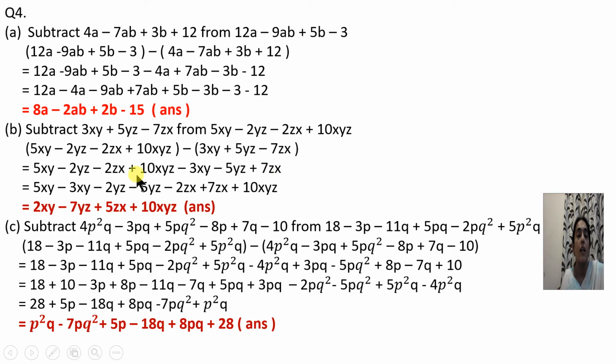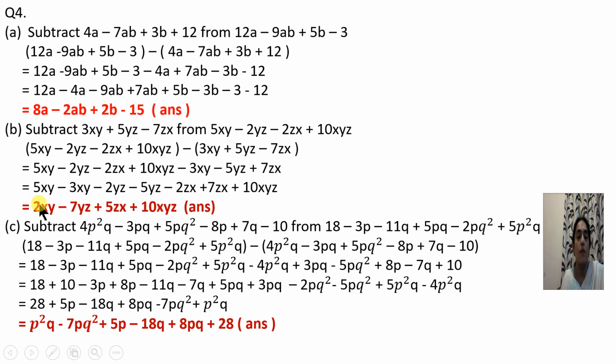Now I will collect the like terms. 5xy. 5xy I write down first. The xy terms I will look for. So here minus 3xy. So I write down 5xy minus 3xy. Another is minus 2yz. So minus 2yz minus 5yz. So I write down minus 2yz minus 5yz. Then minus 2zx and plus 7zx. So I write here minus 2zx plus 7zx plus 10xyz. It does not have any pair.